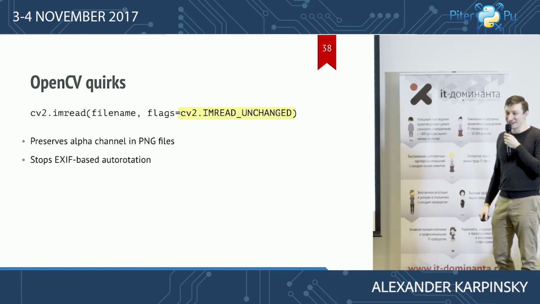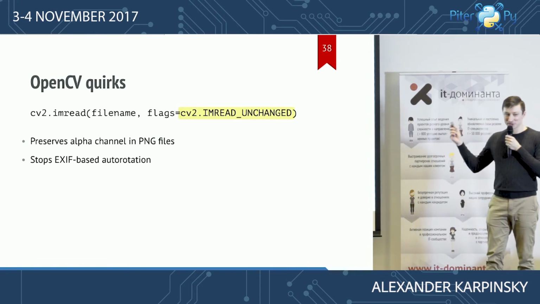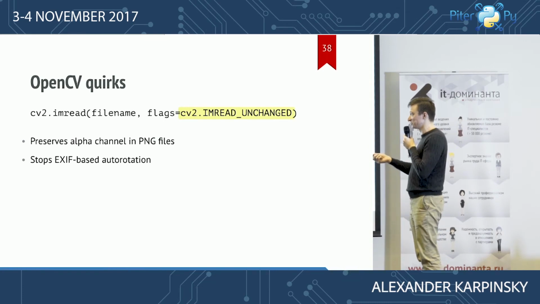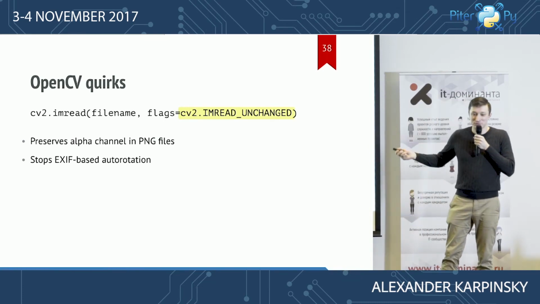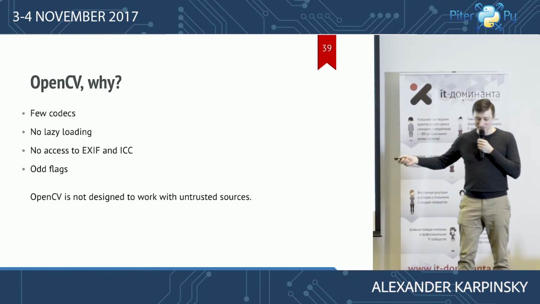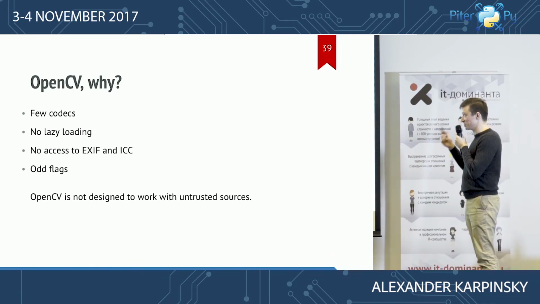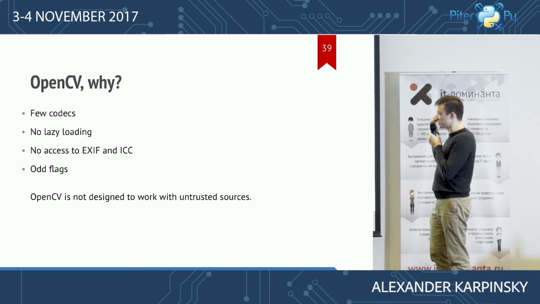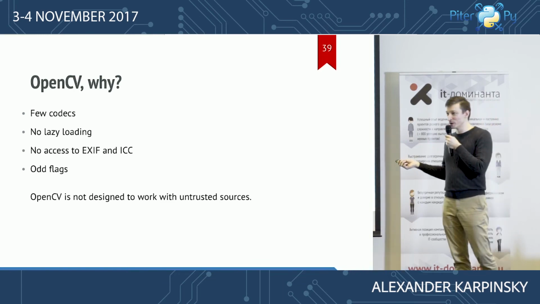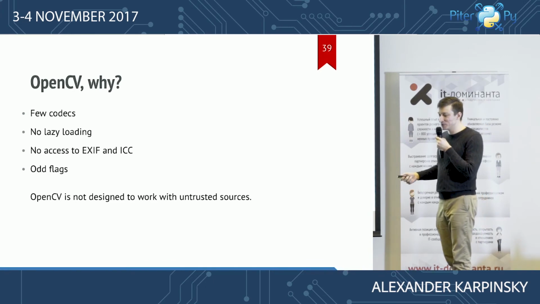Who is the person? It must be one person that is responsible for it. Who is that? We can check the credits for it. If we don't know what the format of the image is, and we need the alpha channels for PNG files and EXIF, nothing could be done about it. And if you look at those quirks of OpenCV, the flags, no lazy loading, odd flags, no access to EXIF and ICC, and try to think why, the answer is just there.